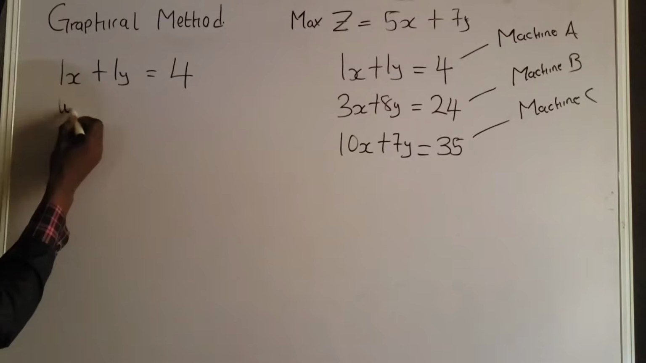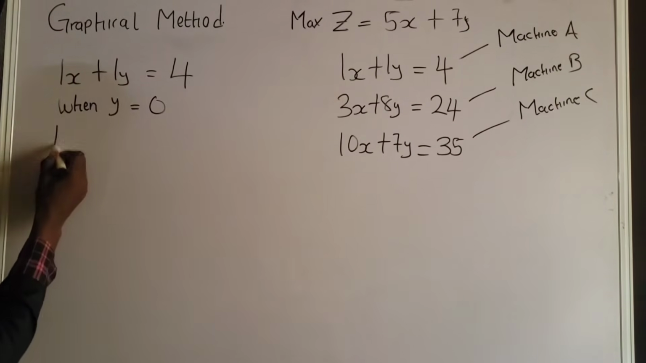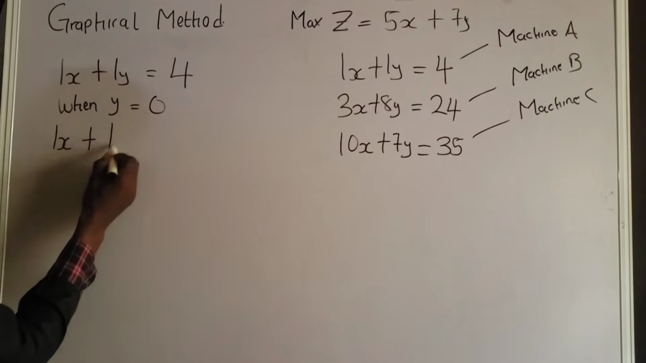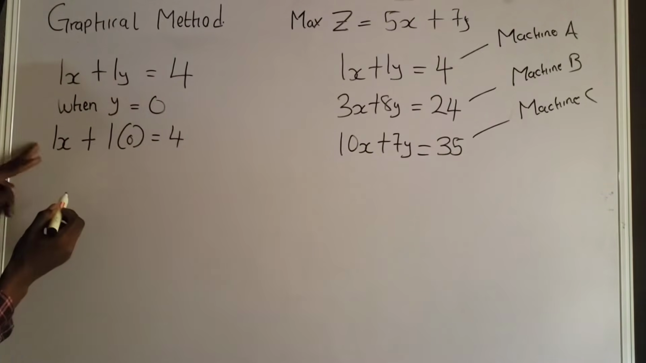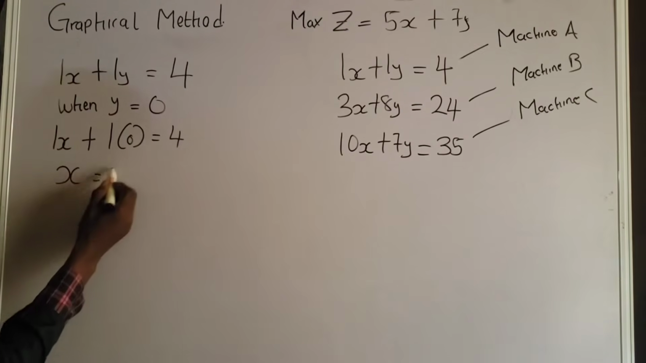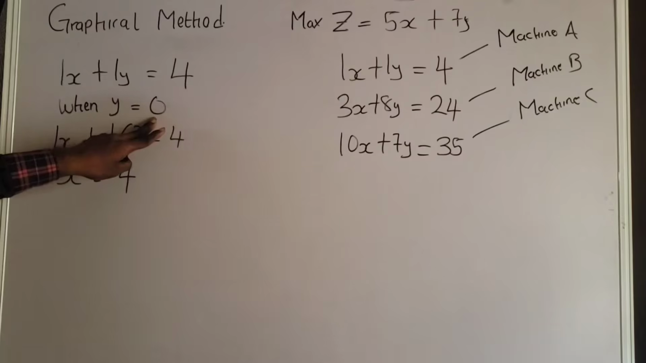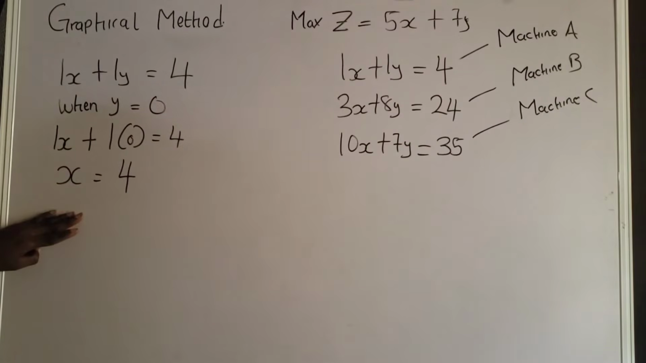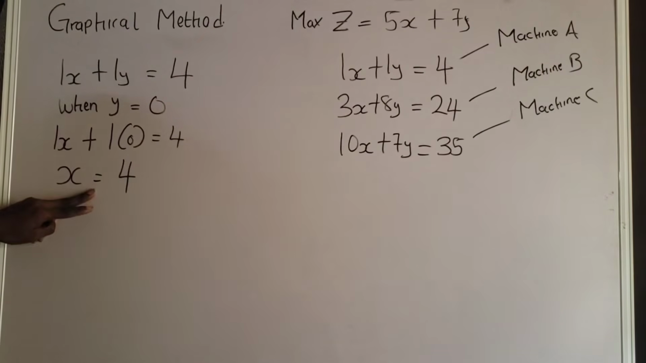So when y is equals to 0, the equation becomes like this: 1 into bracket 0 is equals to 4. So 1x is also the same thing as x. x is equals to what? 4. When the company is not producing any product of Y, the total amount of product that the company can produce using machine A is what? 4. Are you getting it?